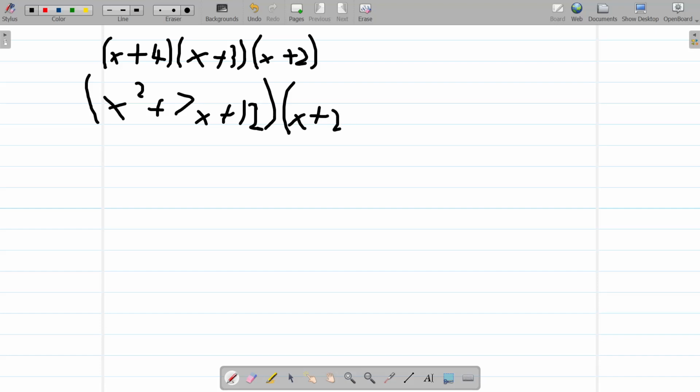As it was before. And then what we can do is just do it normally as we were before, but instead of 2 terms in this bracket, there's 3. So again, we'll just start with the first term. So x squared times x, if you don't know, is x cubed. x squared times 2 is 2x squared. Then move on to the next term, so 7x times x will be 7x squared.